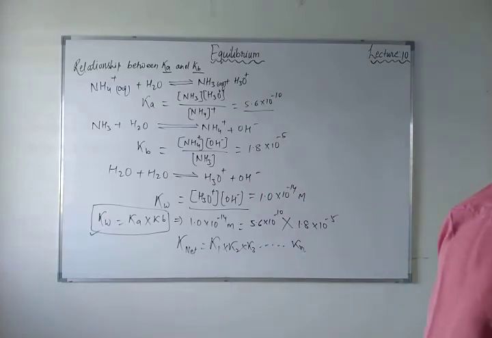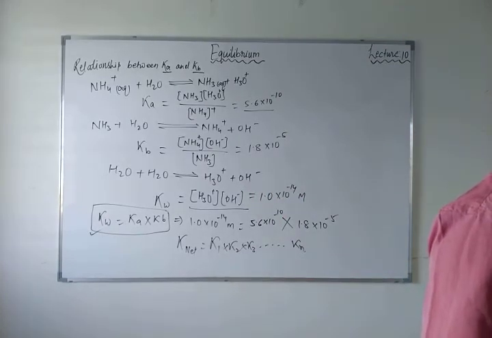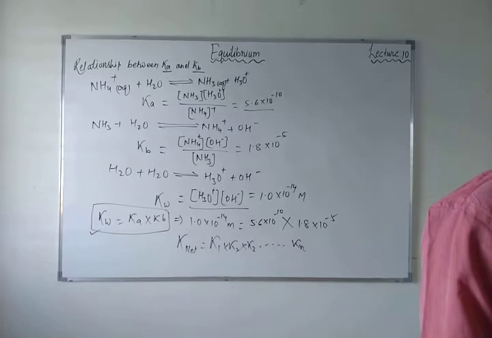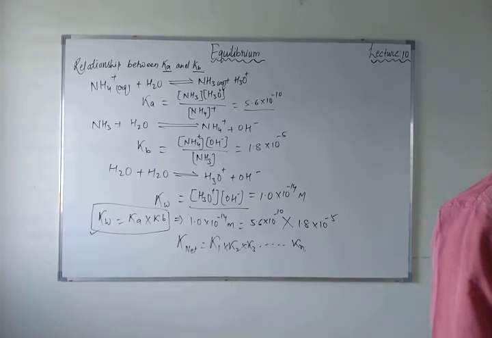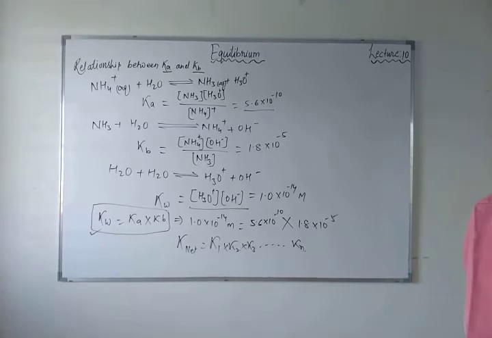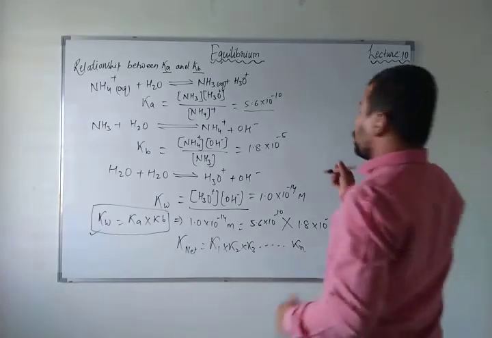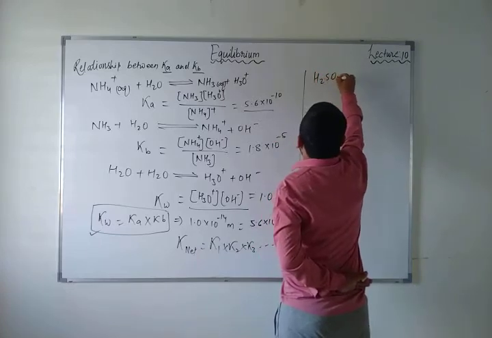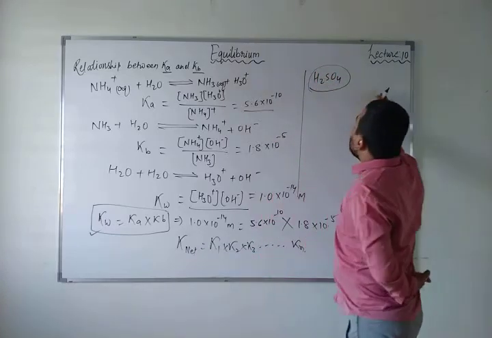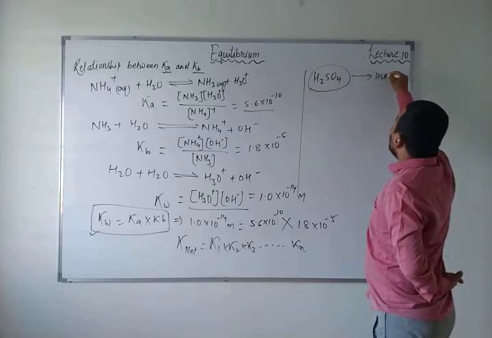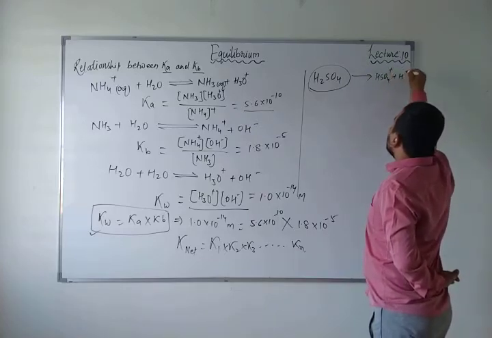As you have understood this formula, now I will tell you about di and polybasic acids and di and polybasic bases. How will you understand di and polybasic acids and polybasic bases? See, for example, just suppose H2SO4 is there. Here, how many hydrogens will be liberated? You know very well. First of all, this reaction gives HSO4 minus and H plus.